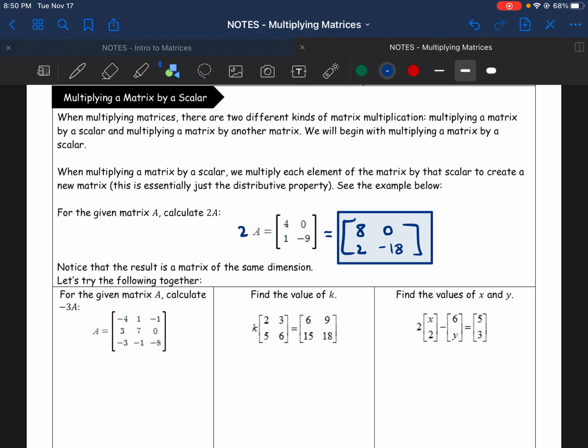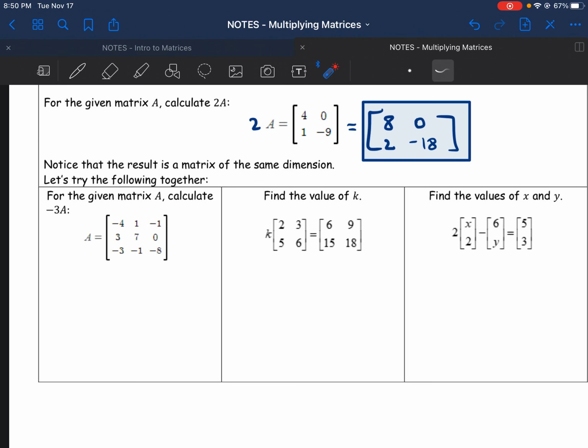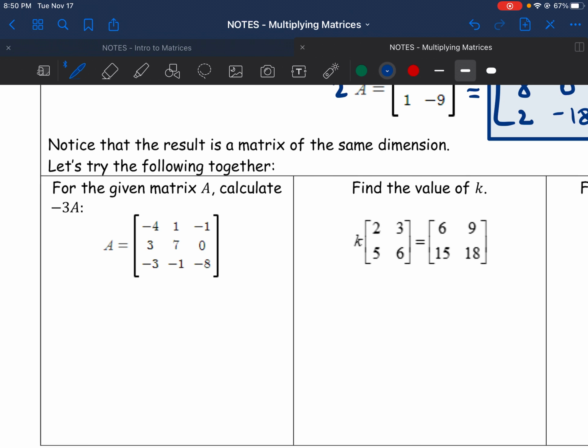And it really is as simple as that. So once again, we're taking the scalar, multiplying by the different elements in that matrix, and it creates a new matrix of the same dimensions. So let's try a couple practice problems here. In this first practice problem, given matrix A, we want to calculate negative 3A.